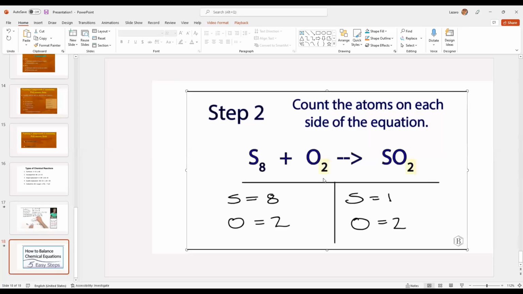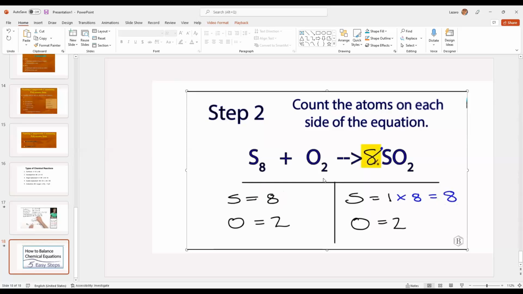We can see that we have 2 oxygens on each side of the equation. So the oxygens are fine, but the sulfur atom, we have 8 on the left side, reactants, and only 1 on the right. Well, to fix that, I can change the coefficient in front of the sulfur on the right and make that an 8. So if I put an 8 here, that means 8 times the 1 sulfur. That'll give me 8 sulfurs. And now my sulfurs on both sides are 8.